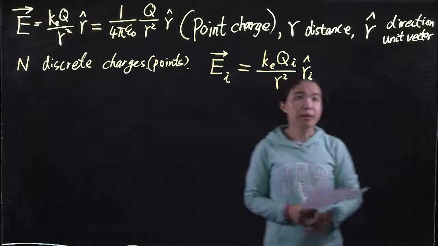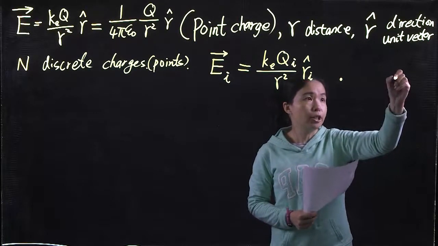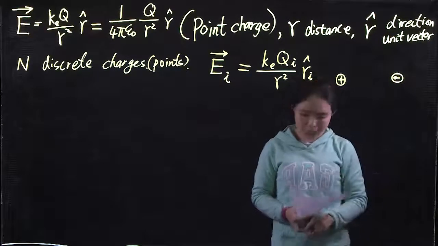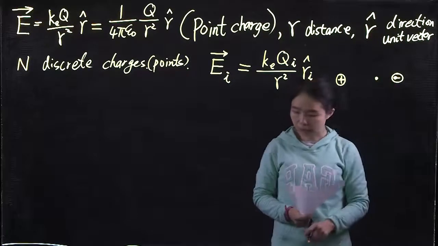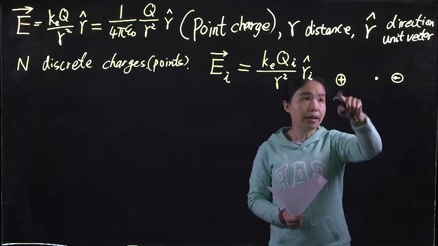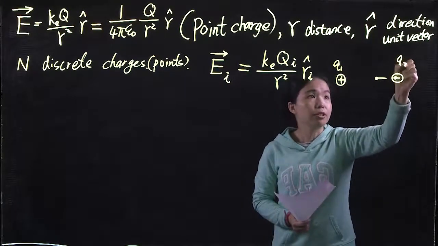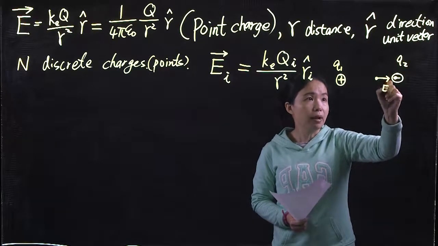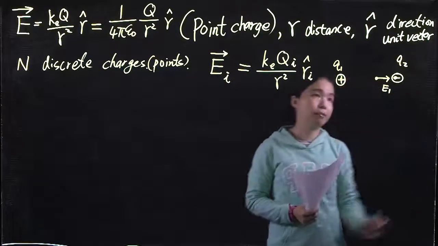Okay? So imagine that you have a charge here, a charge here, this is a positive, and this is a negative. If you have two of them, what kind of E field are you going to get at this location? Okay, so this charge is positive. This is your Q1. This is your Q2. Charge 1 is going to create an E field, E1, in this direction. Because it's positive, the E field is going away from it.